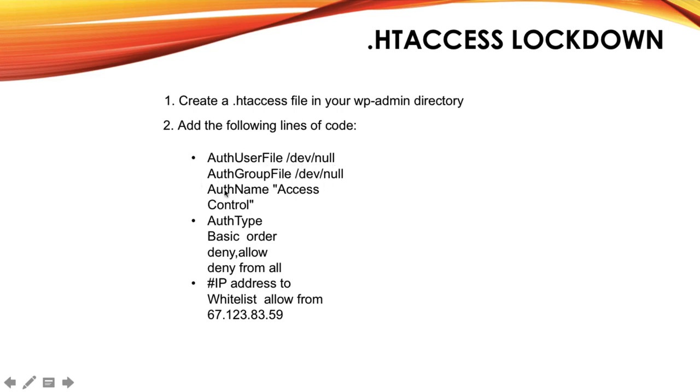In the file, you need to put auth name, access control, auth type basic, order deny, allow, deny from all, and whitelist allow from. Everything will be denied, but if the HTACCESS file inside WP admin detects the whitelisted IP address, it will allow everything which is not allowed for others. So copy this into your HTACCESS file and save it inside your WP admin folder.